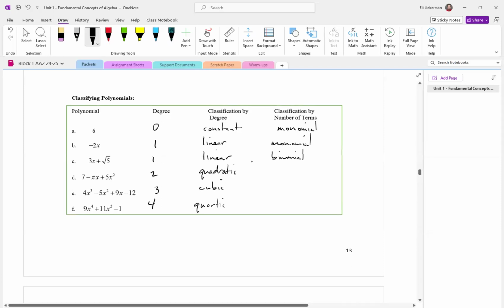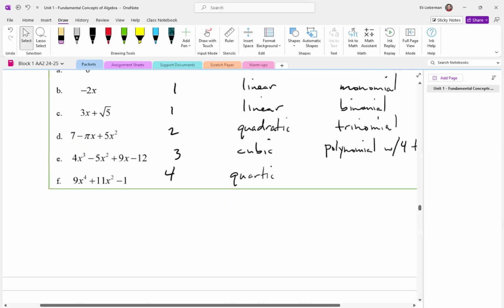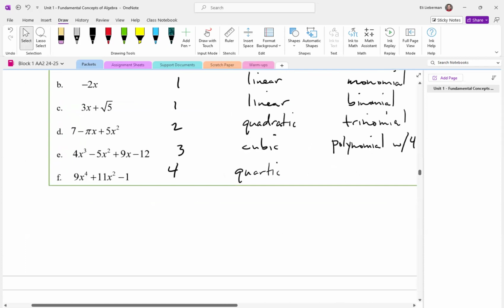D, trinomial. E, yeah, polynomial of 4 terms. Many years ago, I tried to get those to be called Lieber monomial, but it did not take. I don't know why. So we would say it's a cubic polynomial of 4 terms, or with 4 terms.